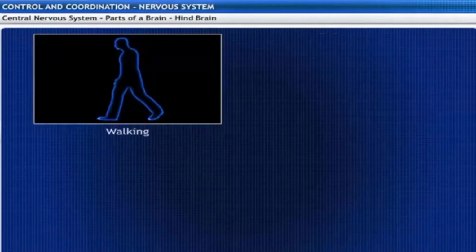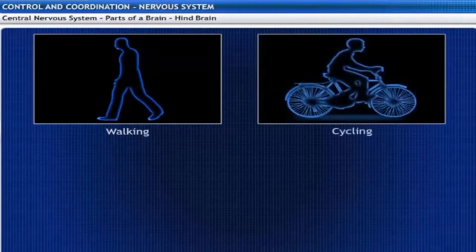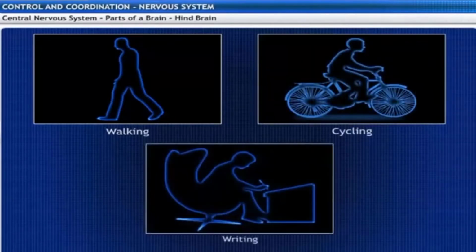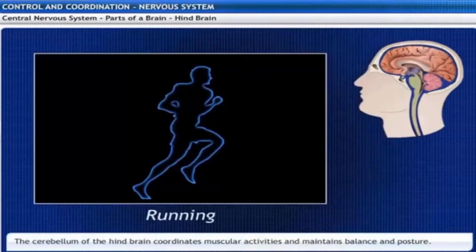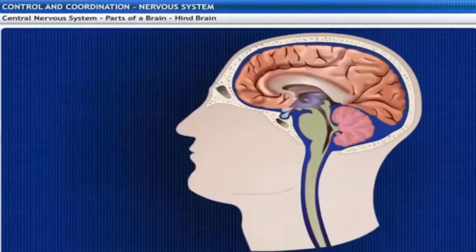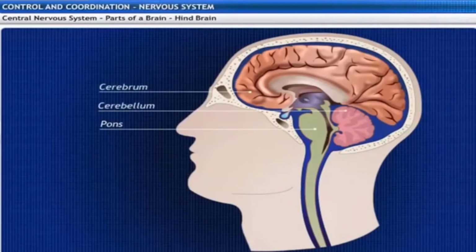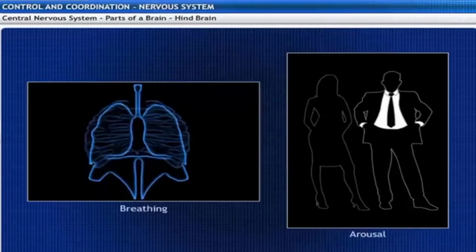Now what about activities like walking in a straight line, riding a bicycle, and picking up a pencil? It is the cerebellum of the hindbrain that coordinates all these muscular activities and maintains balance and posture. The next part is the pons that carries the impulses between the cerebellum and cerebrum. It controls arousal and regulates respiration.